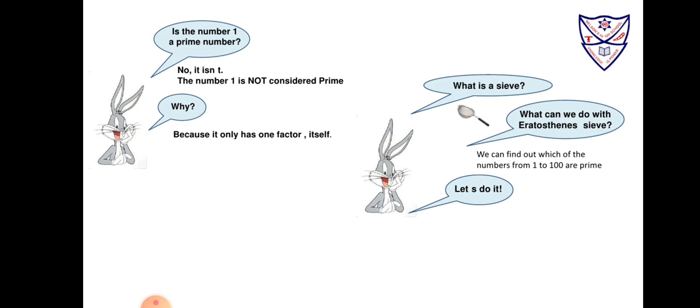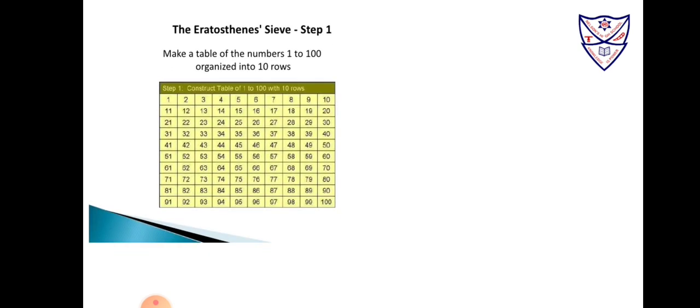Now what is the Sieve of Eratosthenes method? What do we have to do in this method? In this method we can find out which of the numbers from 1 to 100 are prime. So let's do it, students. First step: here you can see in this box, write 1 to 100. You will make a row from 1 to 10, 11 to 20, till 100. This is the first row. Organize this in 10 rows.